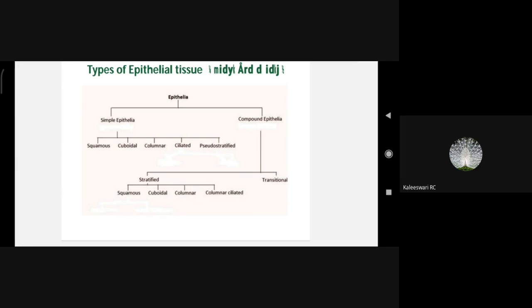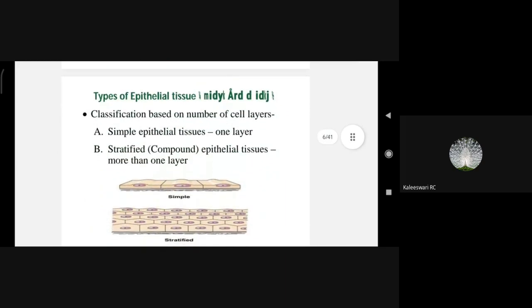So the main two types are simple and compound. Now simple is divided into further 5 types. Compound is divided into 2 types: stratified and transitional. And stratified is also further divided into 4 types. Now, types of epithelial tissue in detail.